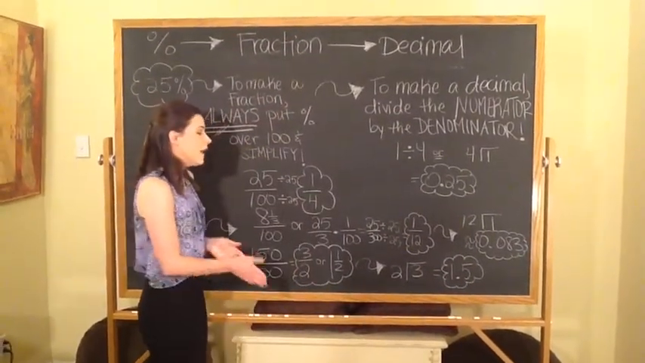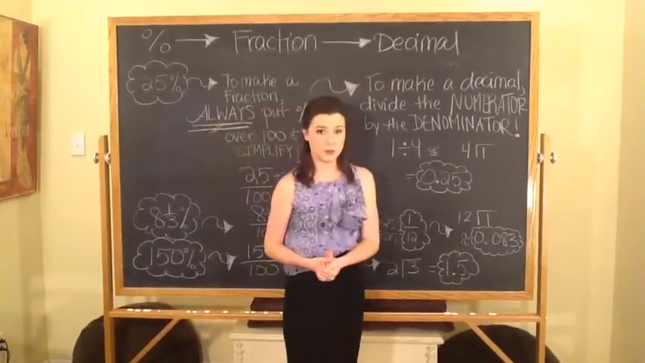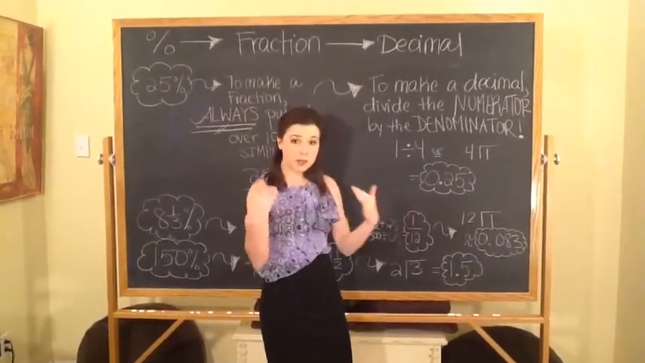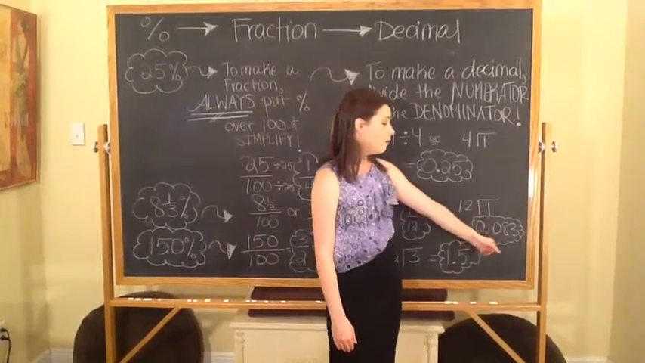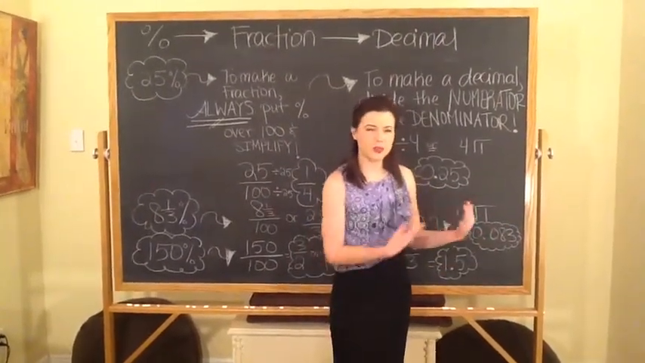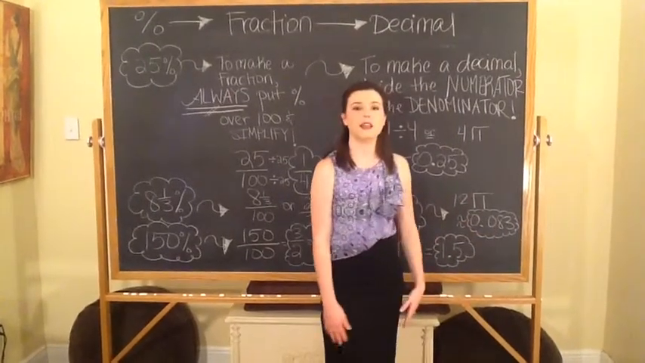Alright, so now let's go ahead and change this 1/12 to a decimal. So we're going to divide the numerator by the denominator, so 1 divided by 12, and we are going to get about 0.083. The 3 kind of repeats, so we're just going to leave it like this.